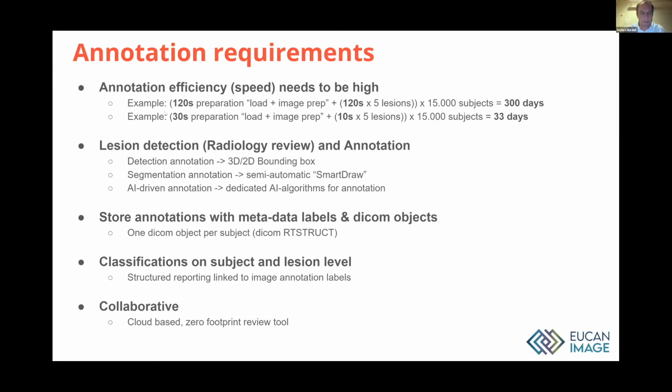So we made two examples. Let's say it takes 2 minutes to prepare the images, and then we have 5 lesions in one subject, and it takes 2 minutes per lesion, and we have 15,000 subjects. That's 300 days of 10-hour work to annotate. So quite lengthy. If we can work on that annotation efficiency, let's say instead 30 seconds preparation, 10 seconds per lesion over 15,000, then we end up at 33 days, which is much more manageable.